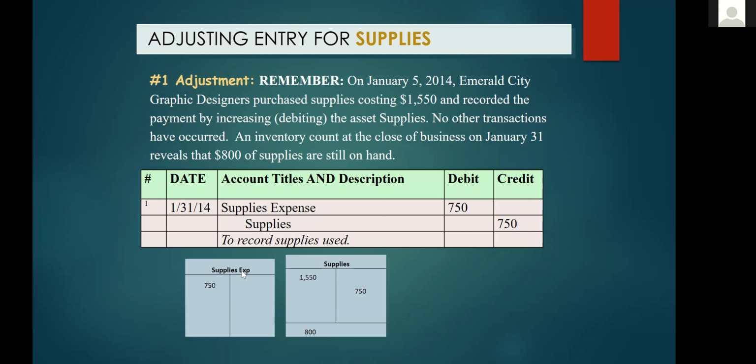Maybe in the old days for advertising, it would have been paint and ink and paper and all of that stuff. Now so much is digital, so you wouldn't have the same supplies. But this 800 that's left in supplies had to be supported by an actual count, an actual inventory count.